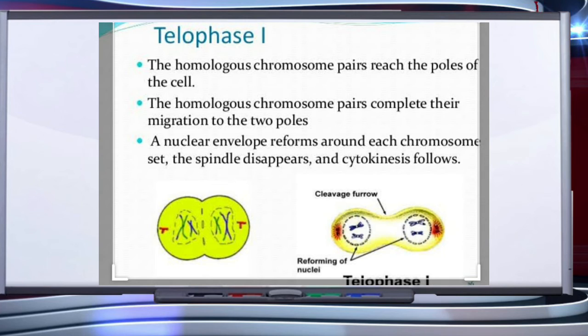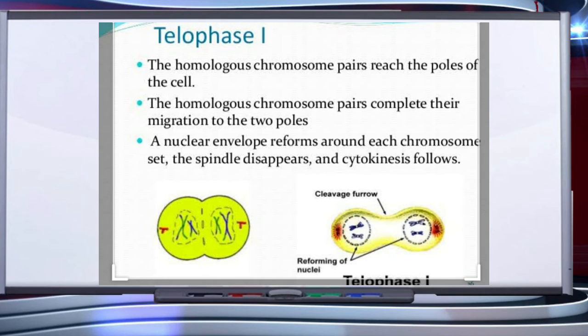In this phase, the homologous chromosome pairs reach the poles of the cell. The homologous chromosome pairs complete their migration to the two poles. A nuclear envelope reforms around each chromosome set, the spindle disappears, and cytokinesis follows.